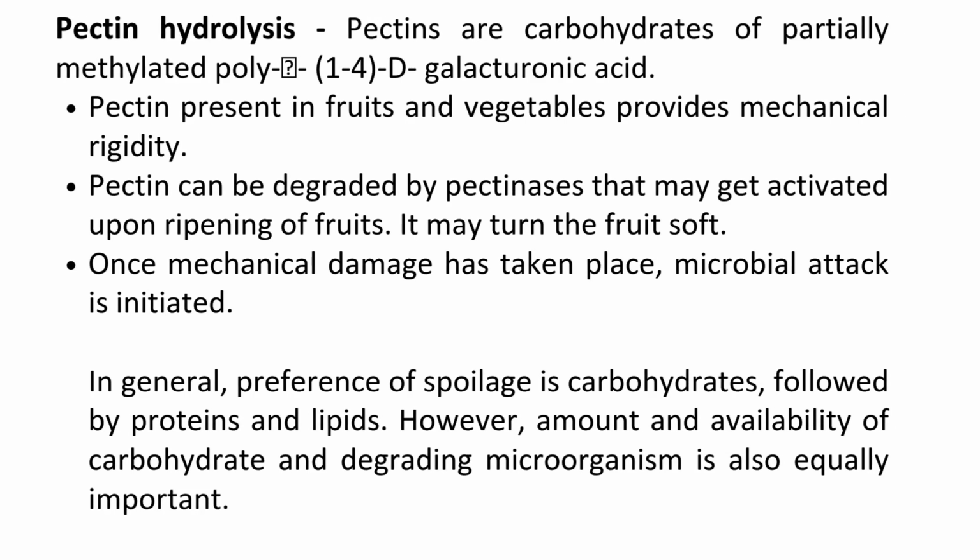Finally, let's discuss pectin hydrolysis. Pectins are carbohydrates made of partially methylated polygalacturonic acid. They provide mechanical rigidity in fruits and vegetables. Pectin can be degraded by pectinases, which may activate during fruit ripening, making the fruit soft. Once mechanical damage occurs, microbial attack is often initiated. In general, the preference for spoilage is carbohydrates first, followed by proteins and lipids, though the amount and availability of the carbohydrate and the specific degrading microorganism are also crucial.